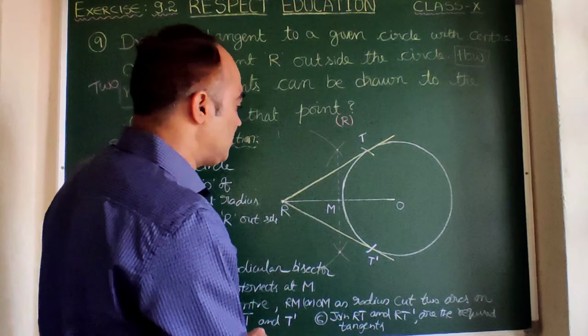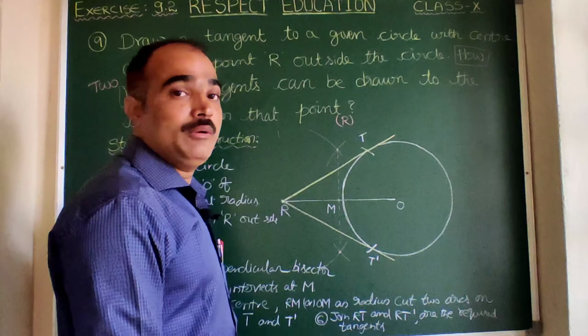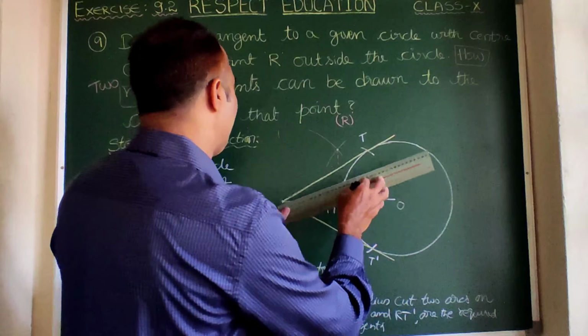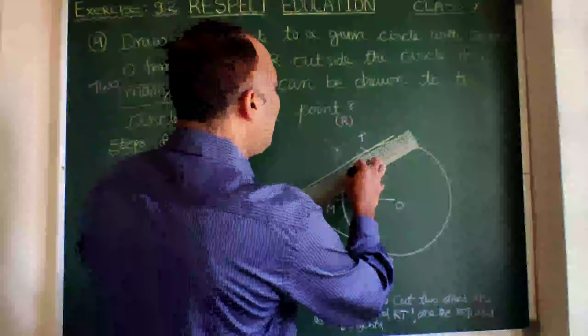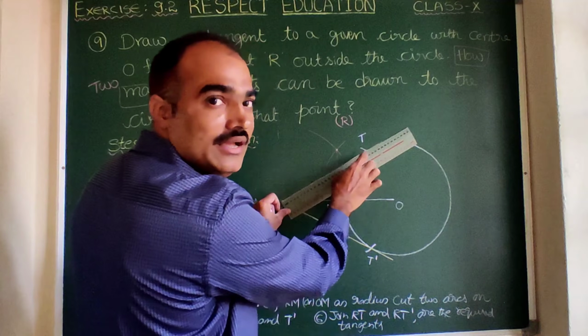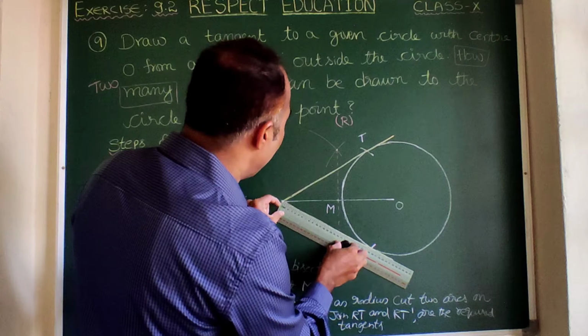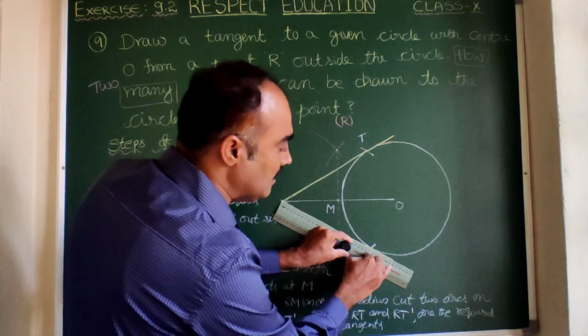So here one more thing we need to understand, that we can do the verification just by measuring them. The lengths should be equal. See here, R to T, here I am measuring, it is 25 centimeter with this scale. Same here, RT dash also 25 centimeter.